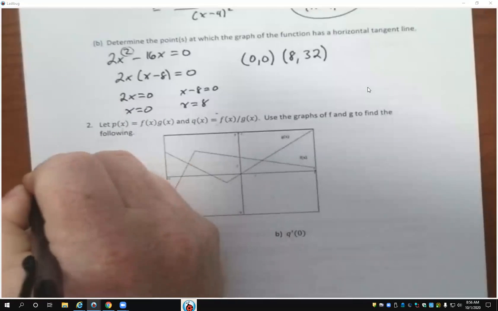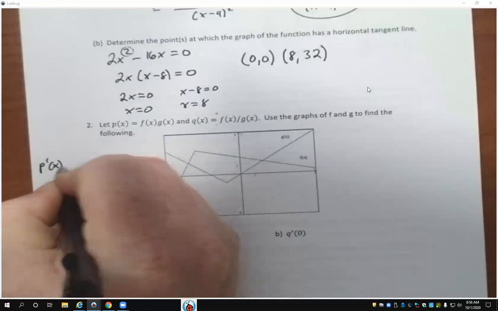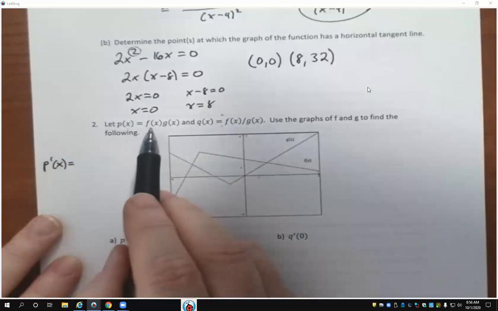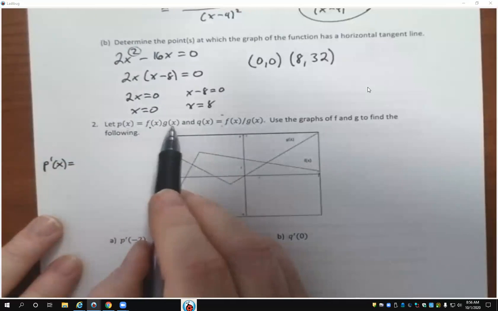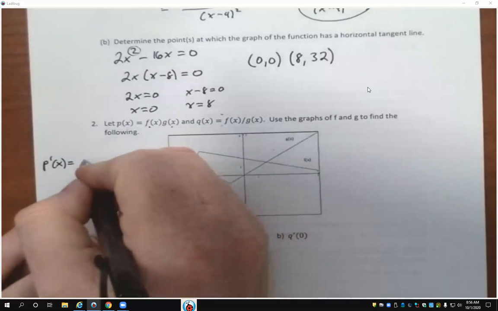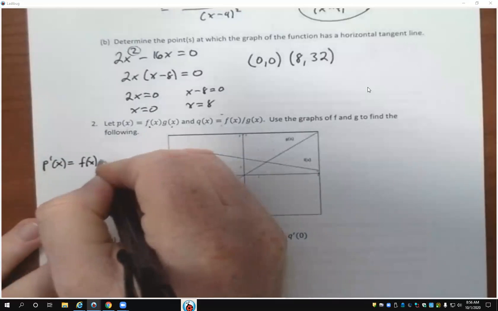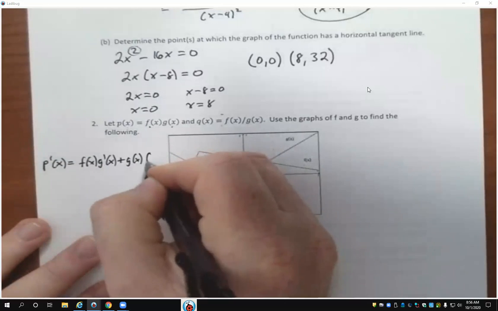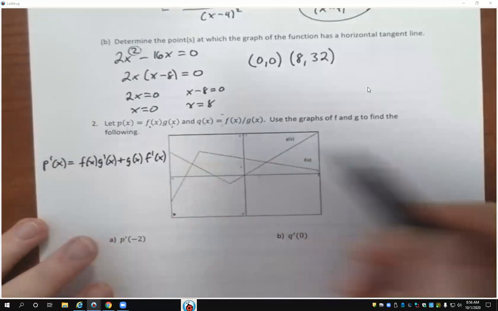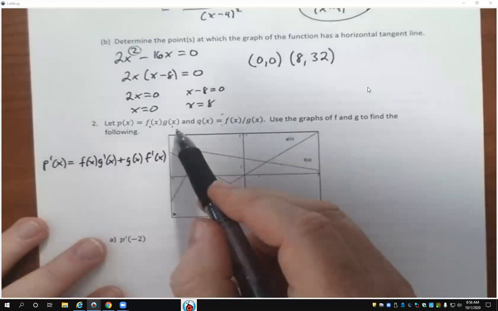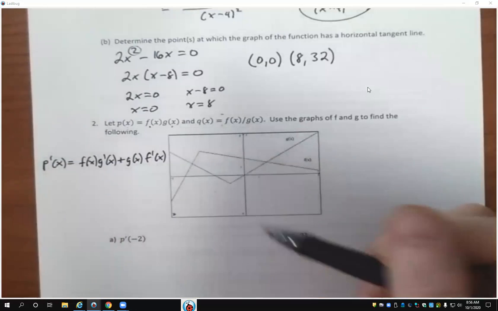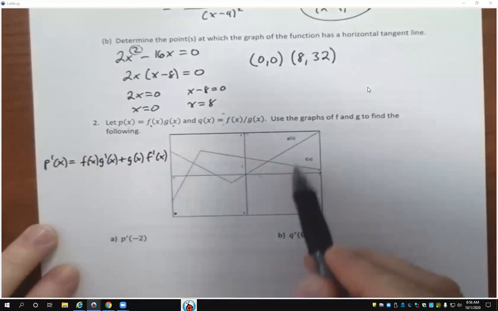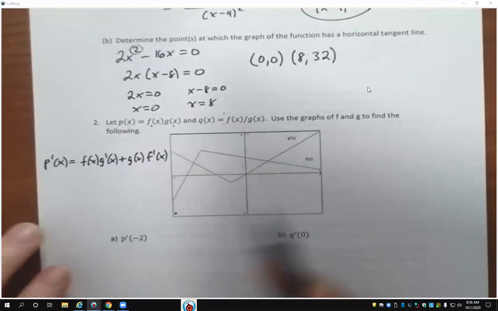So the first thing I'm going to do is find the derivative of p, okay? P is f of x times g of x. Well, we know the product rule is f of x, g prime of x, plus g of x, f prime of x, or first thing times derivative of second, plus second thing times derivative of first. Once I know this, and I have a graph, I can now find this.